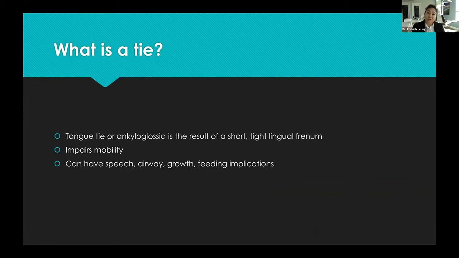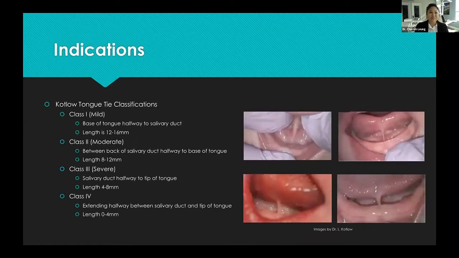So what is a tongue tie? A tongue tie, formerly known as ankyloglossia, is a result of a short, tight lingual frenum. Basically that string underneath your tongue is really tight, really short, or in the wrong position. This can severely impair mobility in a lot of children. It can cause issues with speech, breastfeeding, airway, growth, all of these different things, and that's one reason we want to look into treating it. Back in the day, midwives used to have one long fingernail and sweep it underneath the tongue of every baby, basically eliminating this need. Nowadays, we definitely don't do that, thank goodness.